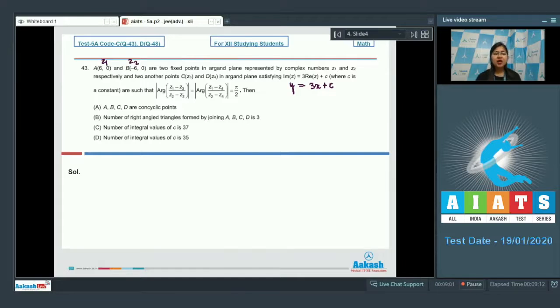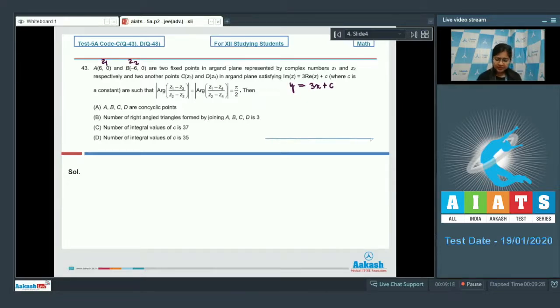And they are such that the mod of argument of (z1 minus z3) divided by (z2 minus z3) is equal to the mod of argument of (z1 minus z4) divided by (z2 minus z4), which is pi by 2. So we have to answer the following options.